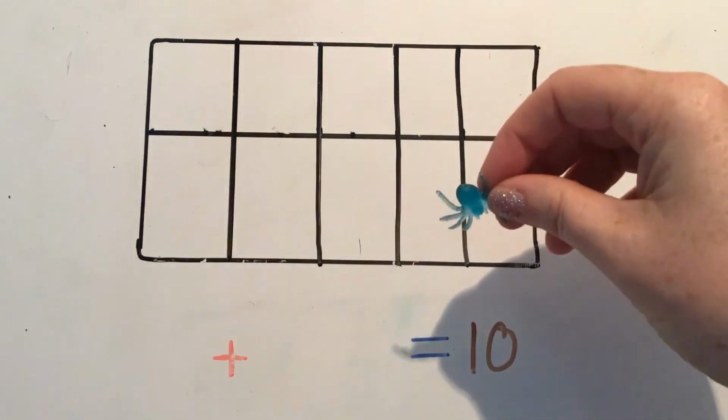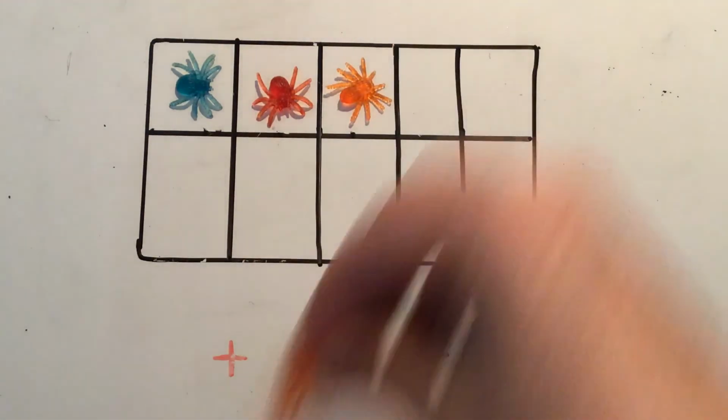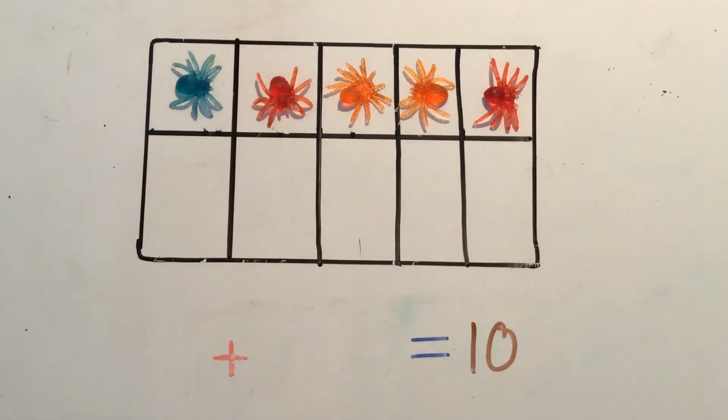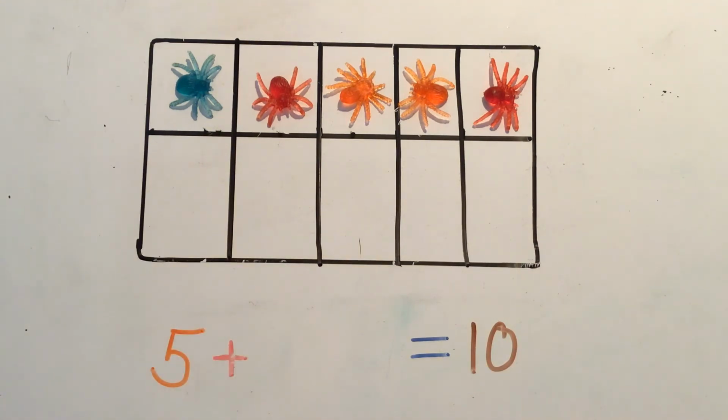Okay, the number 5. So I need 5 spiders on our tens frame. 1, 2, 3, 4, 5. We have 5 spiders on our tens frame. Wow, and look at that. The whole top row of our tens frame is full.